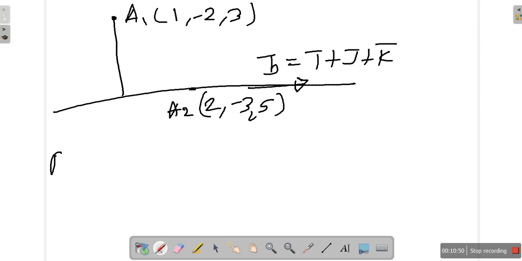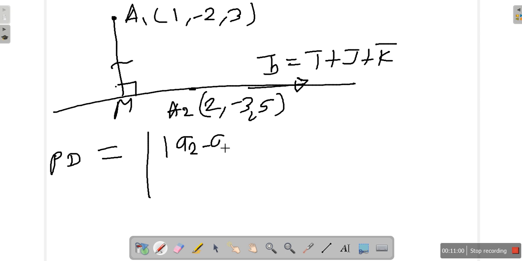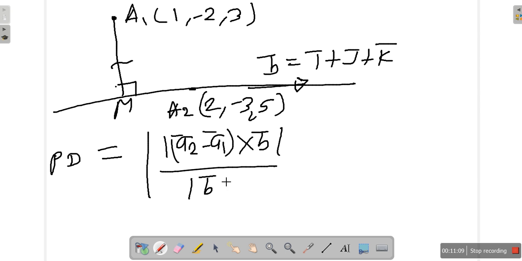The formula for the perpendicular distance, this distance, is given by, I hope you remember, we had done it last time, mod of (A2 bar minus A1 bar) cross B bar, upon mod B bar. So this is the formula that we will use. So let us compute first A2 bar minus A1 bar.